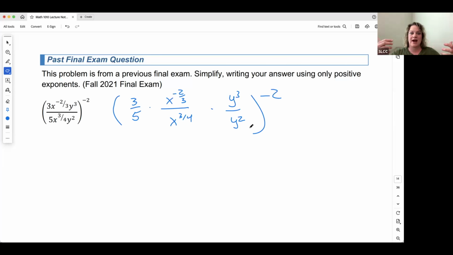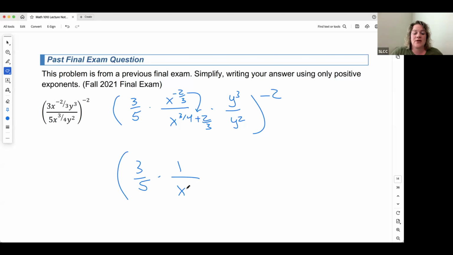I love to just write them separate so you can think one piece at a time and you don't get overwhelmed with all those letters and numbers. 3/5, can't really do anything to it, so just leave it alone. Okay, x. Remember, our new rule is move the smaller number and change the sign. Negative 2/3 is the smaller number, so bring it to the denominator, change the sign to add 2/3. So this would be 1 over x.